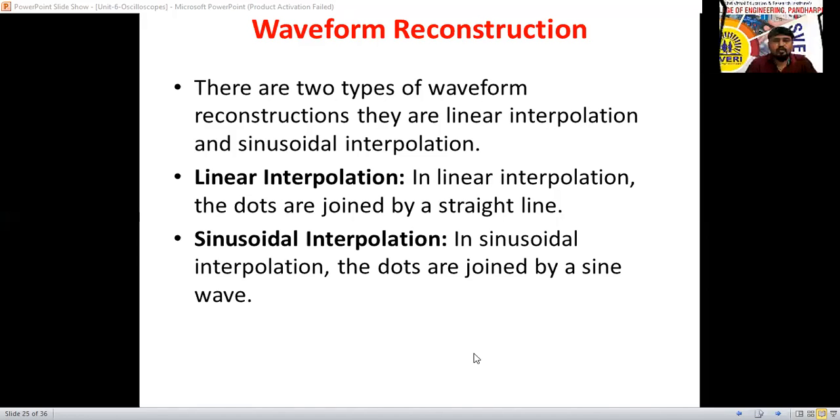So dots are joined by straight lines. See here, I will give one table now. Here I will give time, and for each time I will give some efficiency. For 1 second, the efficiency will be 30. For 2 seconds, the efficiency will be 40. For 5 seconds, the efficiency will be 60. For 8 seconds, the efficiency will be 90. Like that I will give.